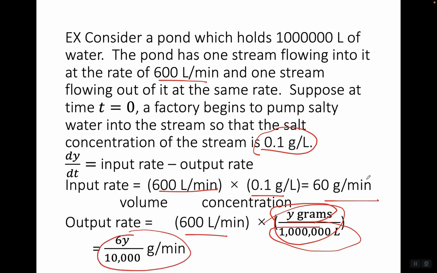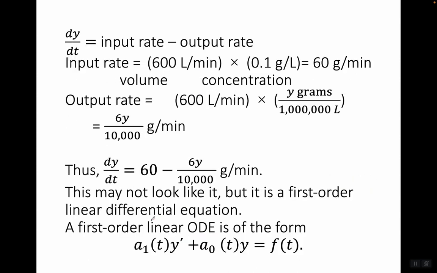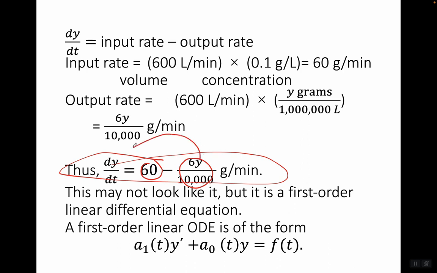So this is the input rate. This is the output rate. Subtract them, and you're going to get this, okay? The input rate, 60, minus the output rate, 6y over 10,000. This may not look like it, but it's a first-order linear differential equation. We call it a first-order linear ordinary differential equation if it's of this form, so we're almost of that form. We basically just need to move that to the other side.